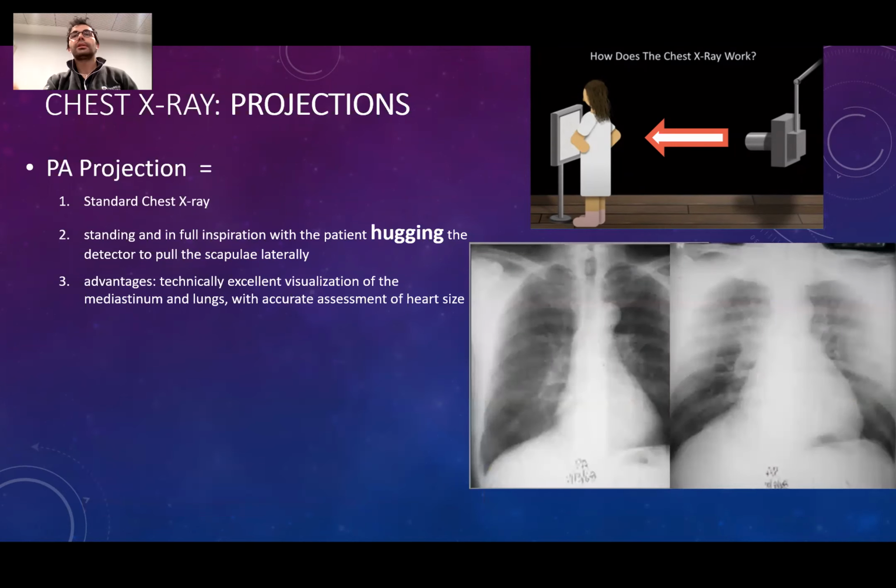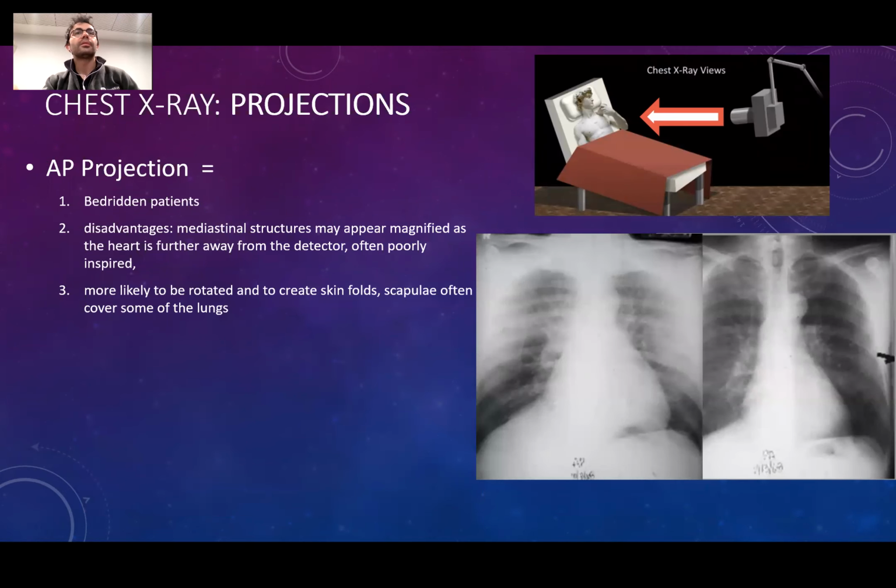When you go to the other projection, you usually use it for bedridden patients, the AP one. The disadvantage of this is that when you do an AP lung X-ray, the heart is sitting more on the front side. Because it's closer to the detector, the heart actually gets bigger, so it closes the lung areas. Also, the scapulas are entering the exam.